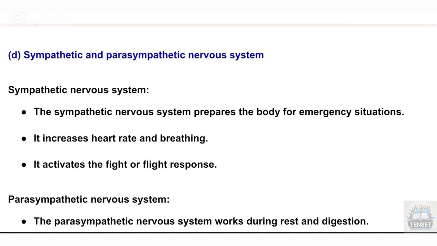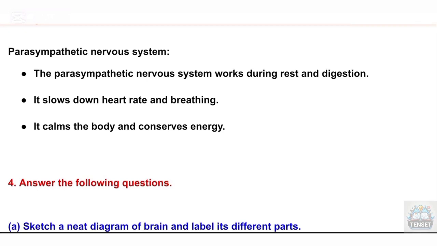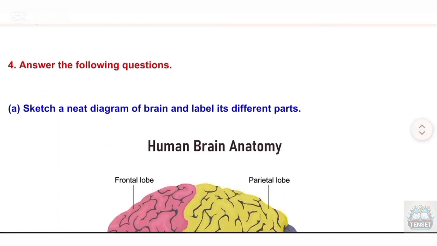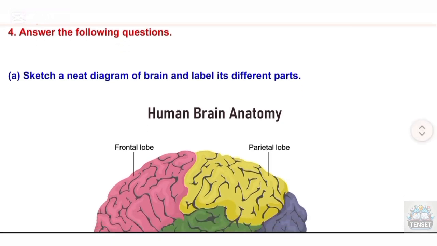Parasympathetic nervous system. The parasympathetic nervous system works during rest and digestion. It slows down heart rate and breathing. It calms the body and conserves energy. 4. Answer the following questions. A. Sketch a neat diagram of brain and label its different parts. Answer.